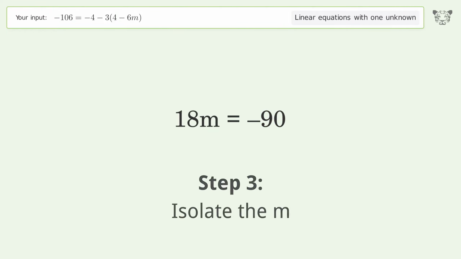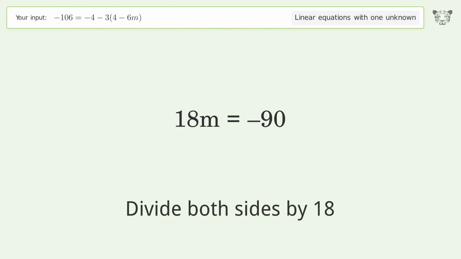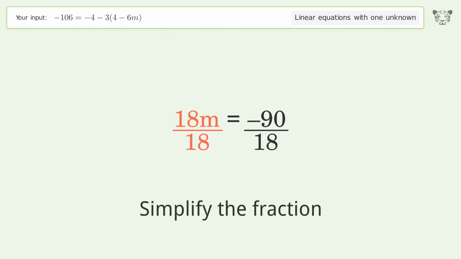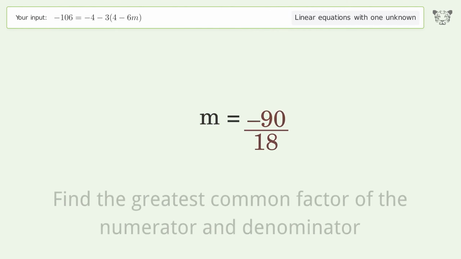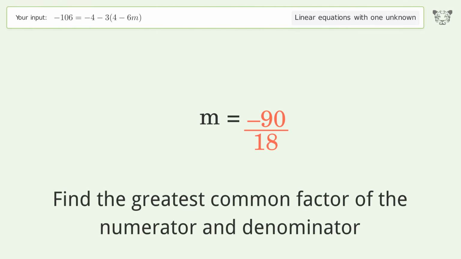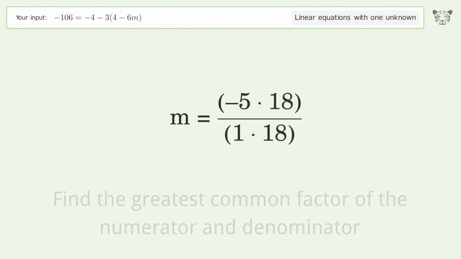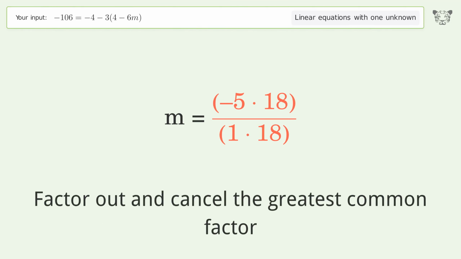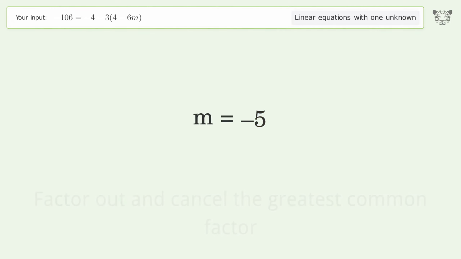Isolate the m. Divide both sides by 18. Simplify the fraction. Find the greatest common factor of the numerator and denominator. Factor out and cancel the greatest common factor. And so the final result is m equals -5.